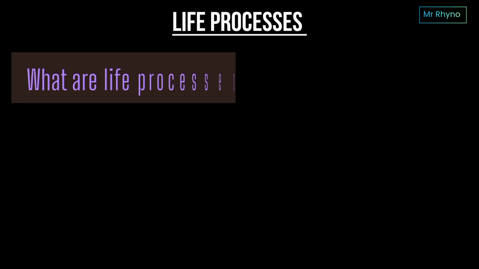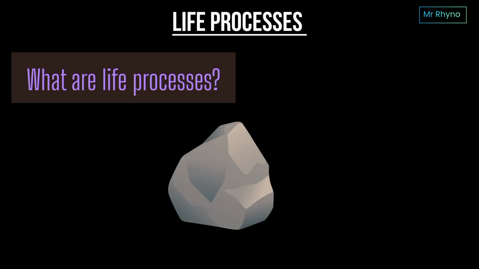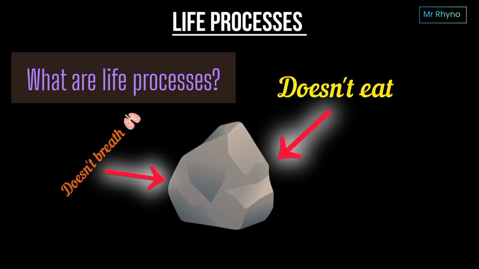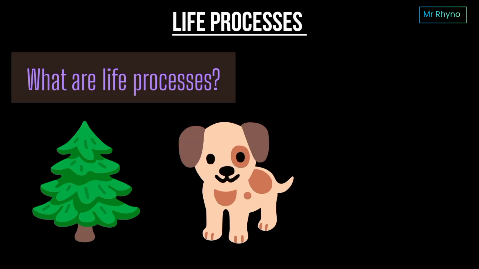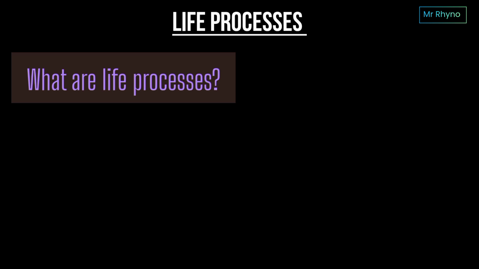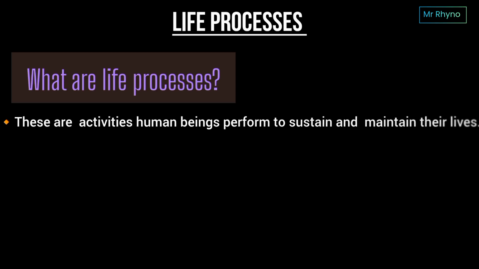Now we begin by asking ourselves, what are life processes? Think about this. How do we decide if something is alive? A stone doesn't eat, a stone doesn't breathe, a stone doesn't grow, but a mango tree does, a dog does, and you do too. The activities that living organisms perform to maintain and sustain their life are called life processes.